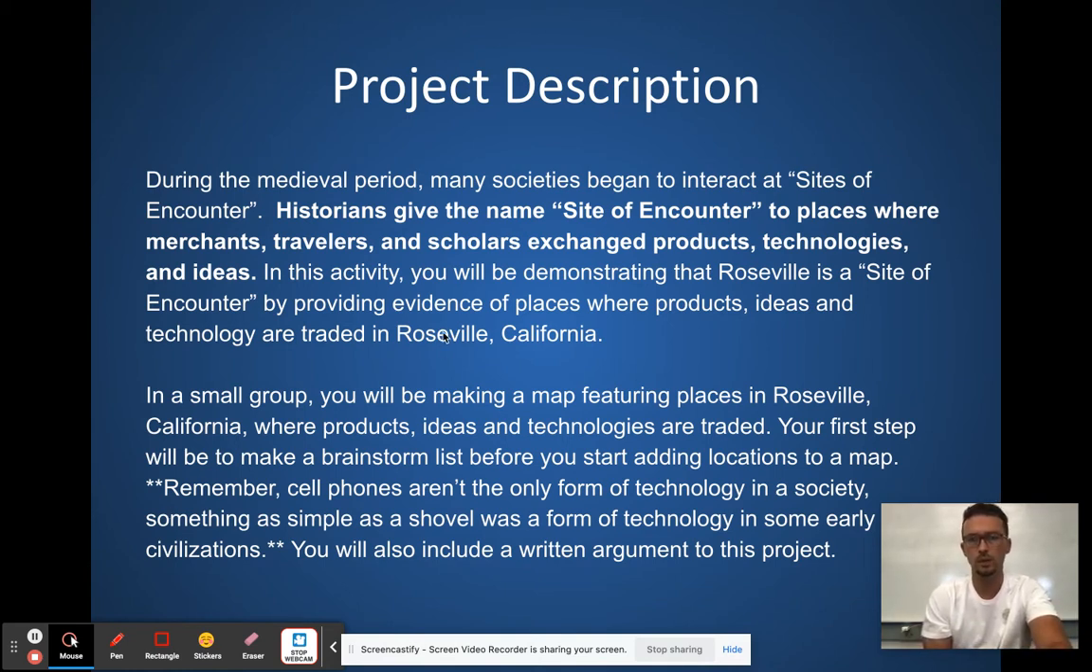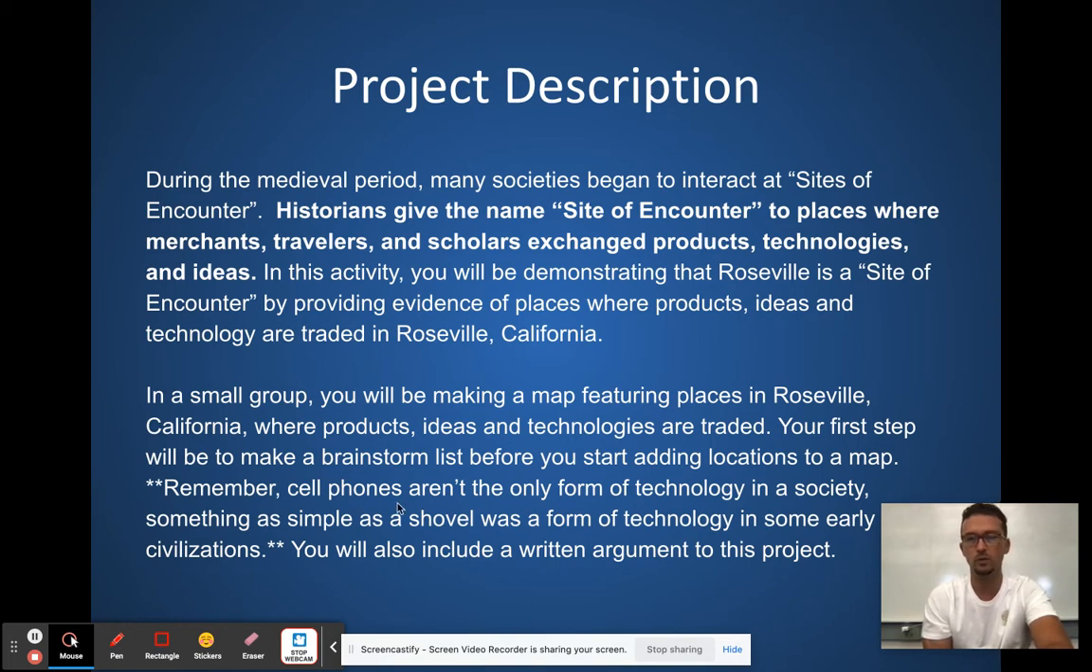In a small group, you'll be making a map featuring places in Roseville, California, where these ideas and products and technologies are exchanged. Your first step will be to brainstorm a list before you start adding locations to the map. It's very important that you do the brainstorming first, and we have a handout for that.